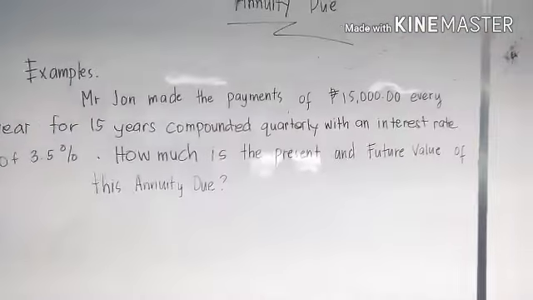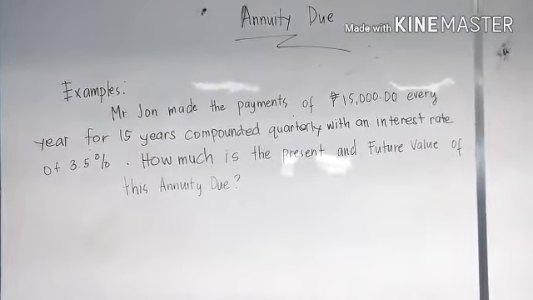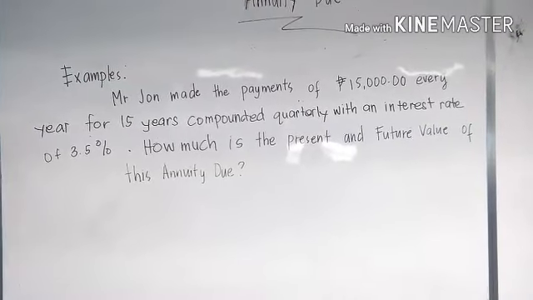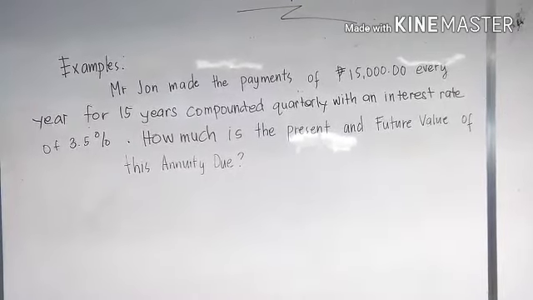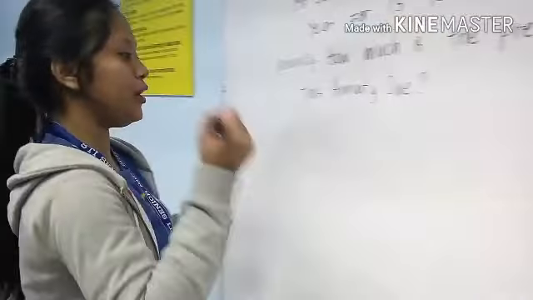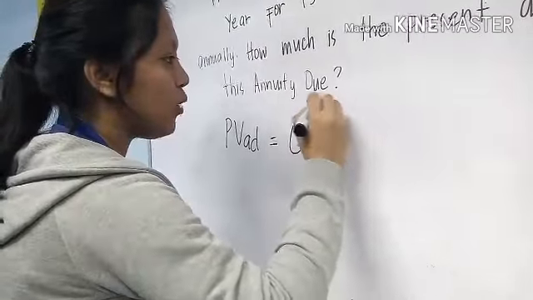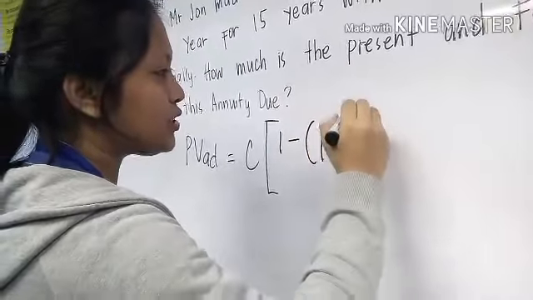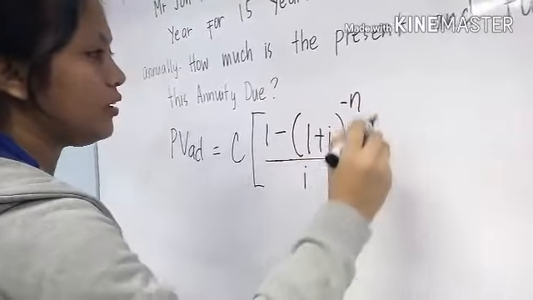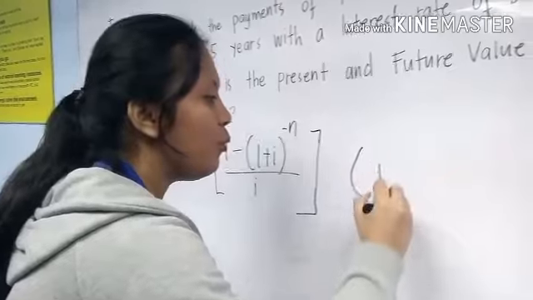Next is the annuity due. The problem is, Mr. John made payments of 15,000 pesos every year for 15 years, compounded quarterly, with an interest rate of 3.5%. How much is the present and future value of this annuity due? The formula of present value of annuity due, we have PVAD equals C quantity 1 minus (1 plus I) raised to negative n over I quantity. So we have an additional factor, times 1 plus I.